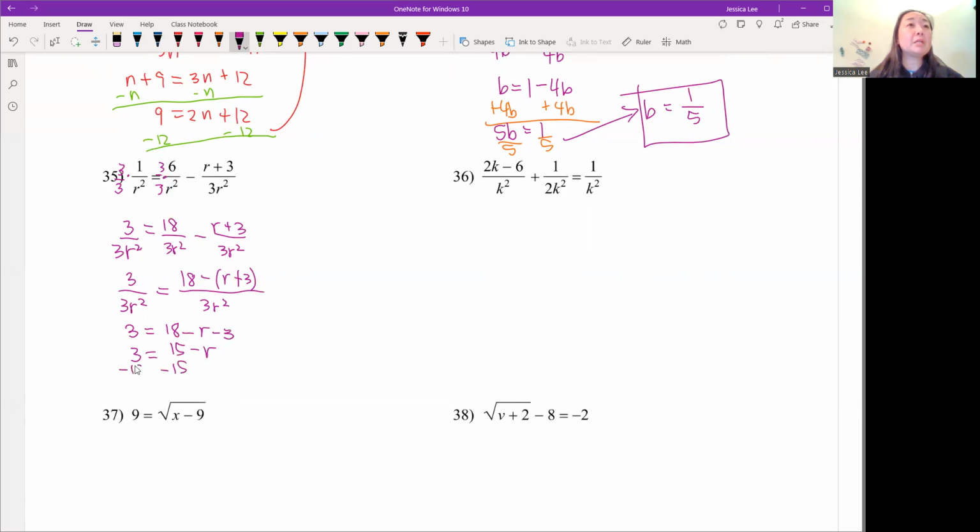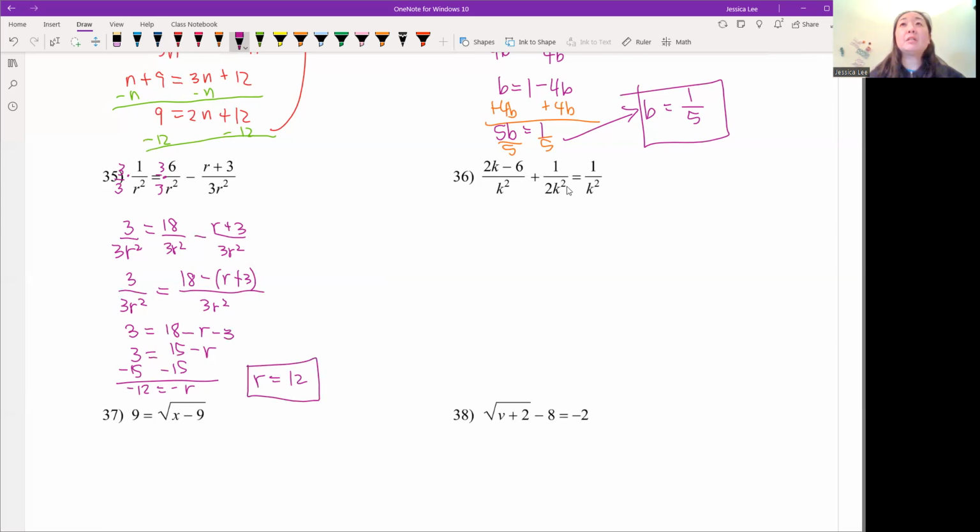So 15 on both sides. So we just get negative 12 is equal to negative r. If negative 12 is equal to negative r, that means r is equal to 12. And if you wanted to multiply both sides by -1, that's how you make it, algebraically, positive. All right.